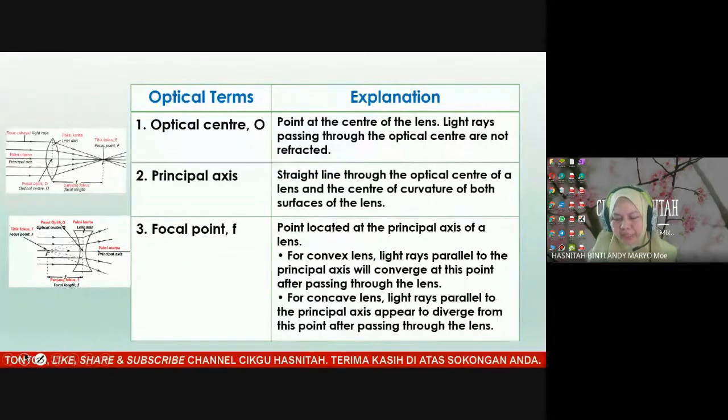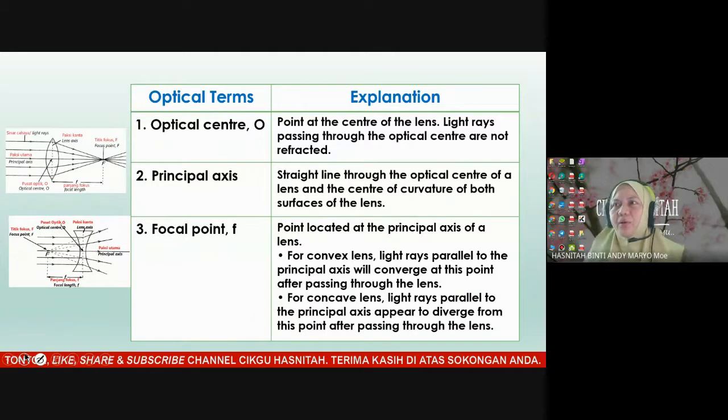So can you please open your workbook on page 181? Take your workbook, the purple book. You can turn to page 181. Okay, you can see there is a table there, a table of the optical terms, terminology, the symbol, and the definition.